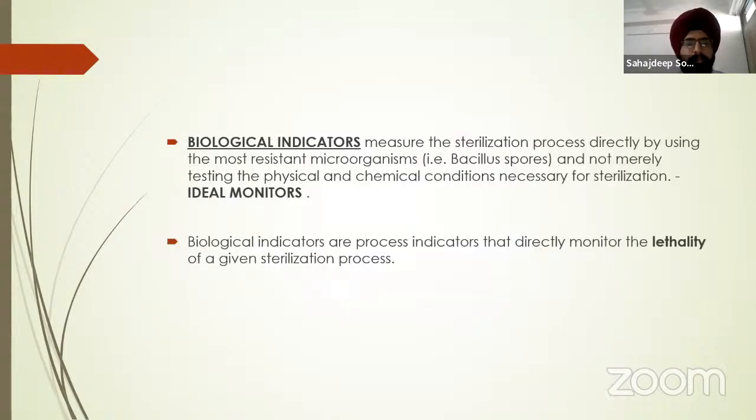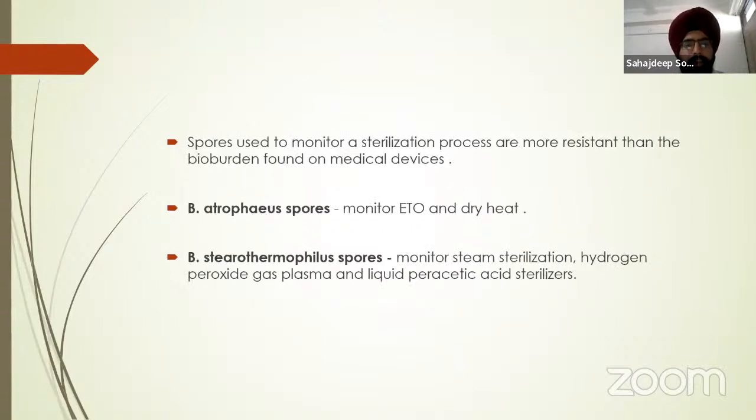Then come the most important biological indicators of sterilization. They measure the sterilization process directly by using the most resistant organisms, bacterial spores, and they do not only measure the physical and chemical conditions necessary for sterilization, as mechanical and chemical monitors do. So they are the ideal monitors. They measure the lethality of a given sterilization process.